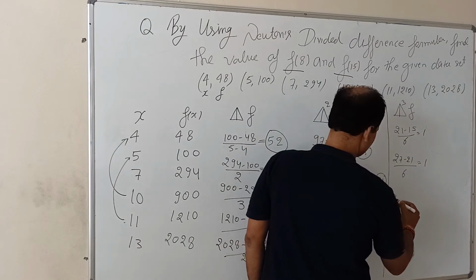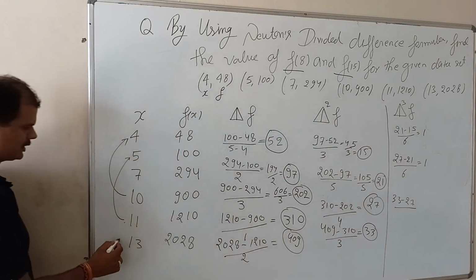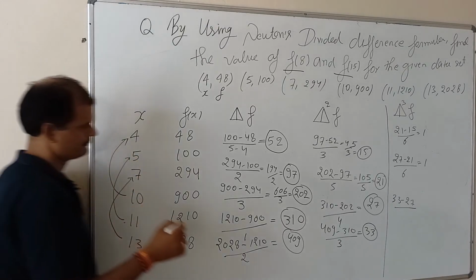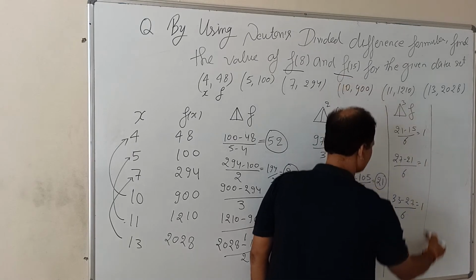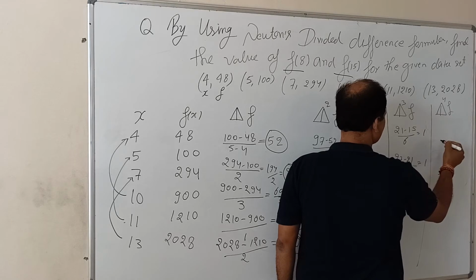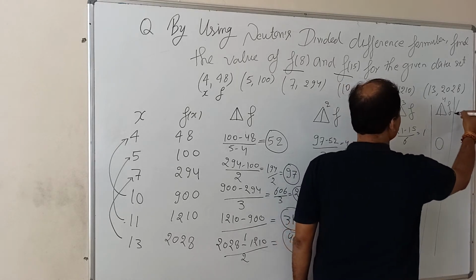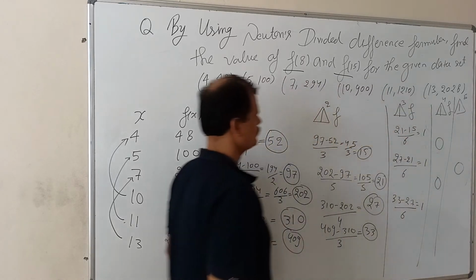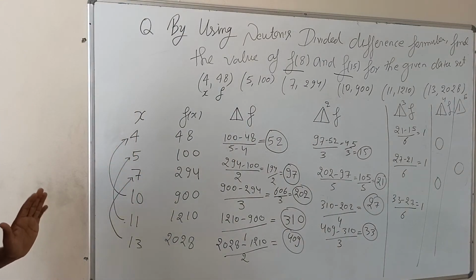And 33 minus 27 divided by 13 minus 7, 6. 6 by 6, we get 1 here. Good. So now, if you find delta 4f, it will be 1 minus 1, 0, and delta 5 will also be 0. So this is your divided difference table. Hope it is clear for everyone.